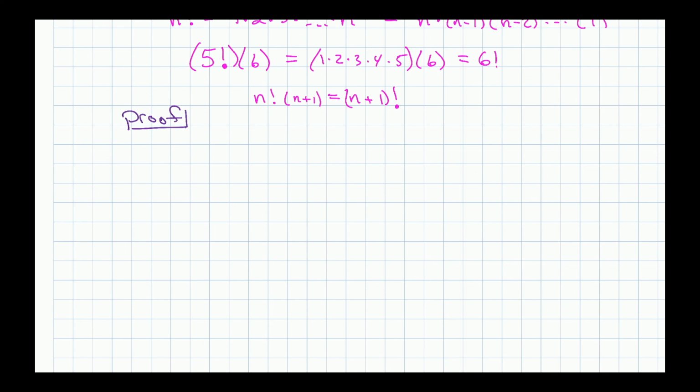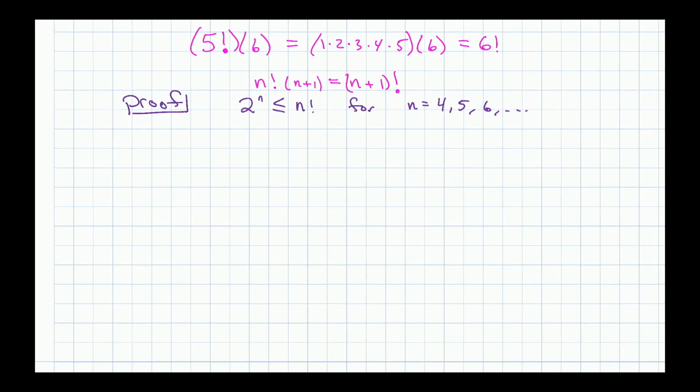Well, we know that we need to do a basis step, right? Let me just write what we're proving: 2 to the n less than or equal to n factorial for n equals 4, 5, 6, ... So the basis step would just be verifying this property for the smallest thing we're checking, which is 4. So we should just verify for n equals 4. That's our basis step.